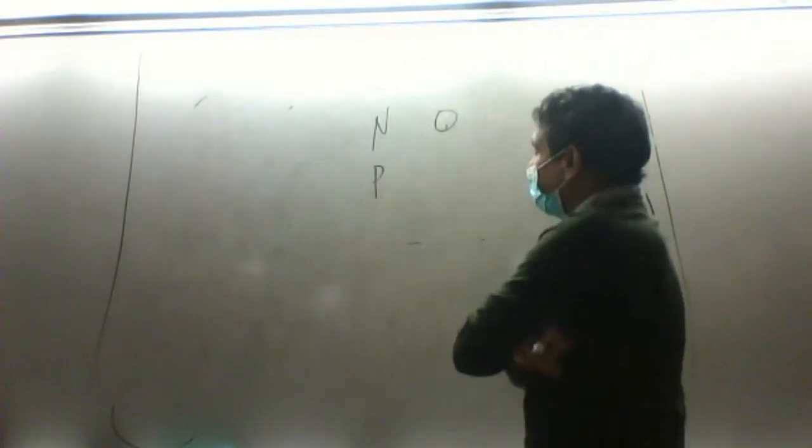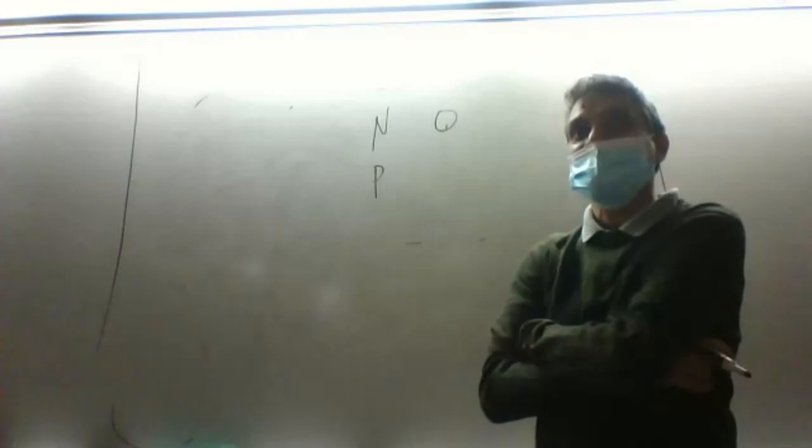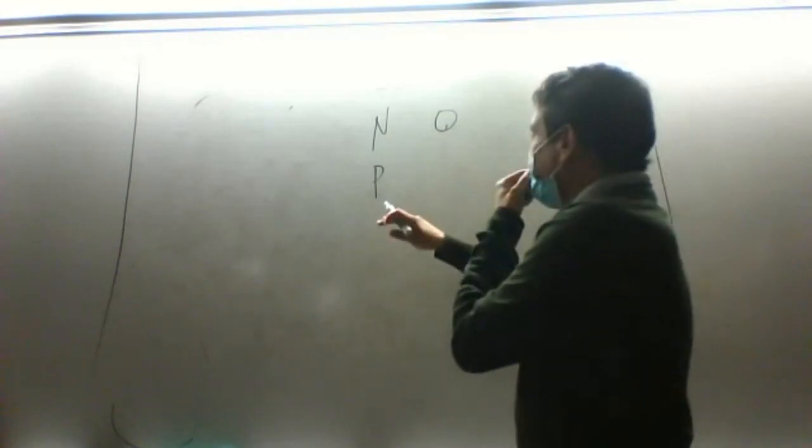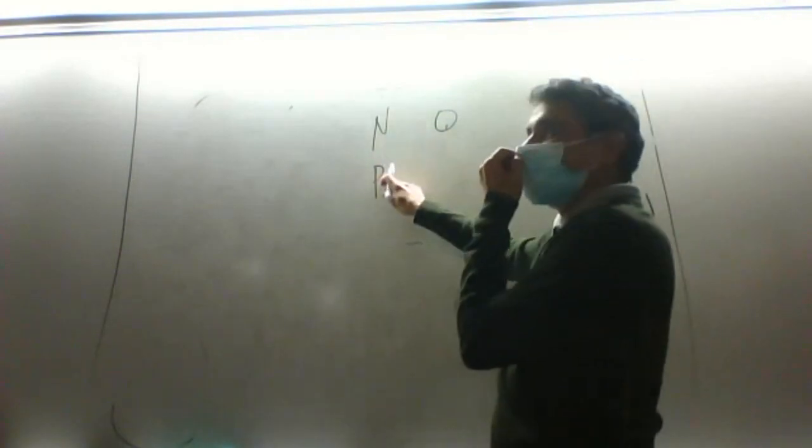Now let's look at something like this. Can we do something like this? So N, P, O. I want to compare the size of these three elements. Look at the periodic table. Can we compare the size of nitrogen, phosphorus, and oxygen here? Look at the periodic table, and N and P are in the same group.